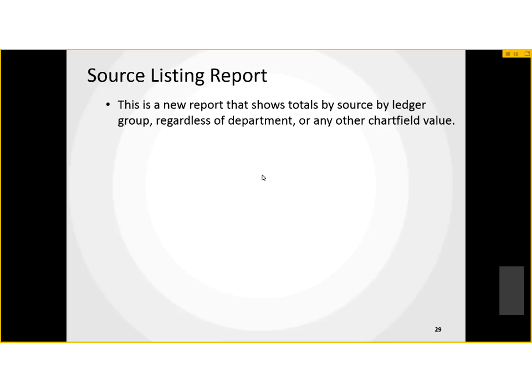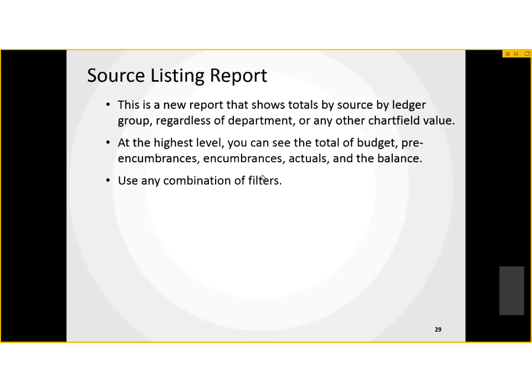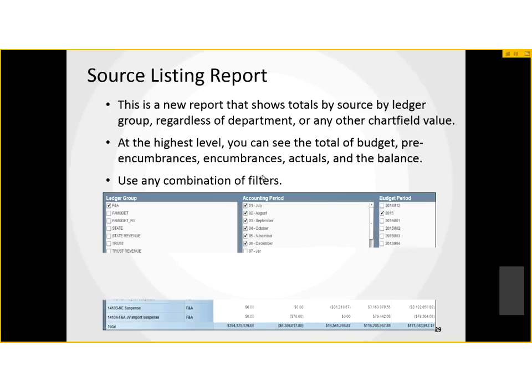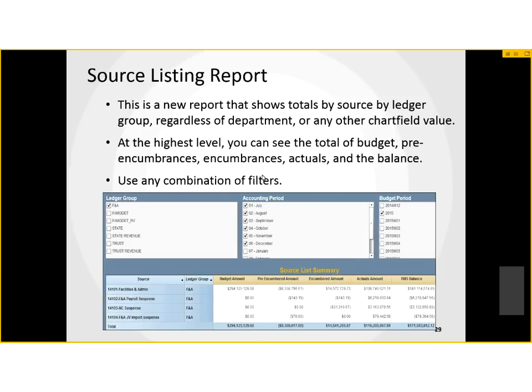This is a new report, and this shows you source really at the highest level. So you're able to see exactly how much money you have and how much you've spent at the highest level. All right, so you can use any combination of filters on this report. There are ledger group, accounting period, budget period. There are details for you in the release notes. There is a source filter, which you don't see on this screen, but it's off here to the left, okay? And so use any combination that you need.